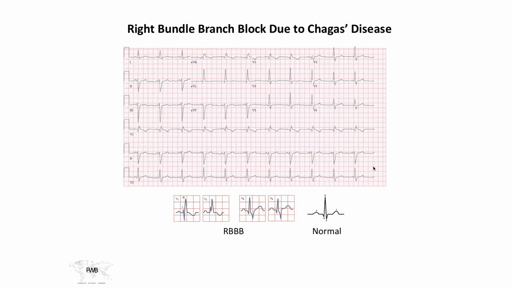And right bundle branch block. For those not cardiologists, one of the ways to remember, we talk about the rabbit ears in the precordial leads. Now, precordial, what do I mean by precordial? When you have had your electrocardiogram, your EKG or ECG, depending where in the world you live, they'll put a bunch of the electrodes across the front of your chest.